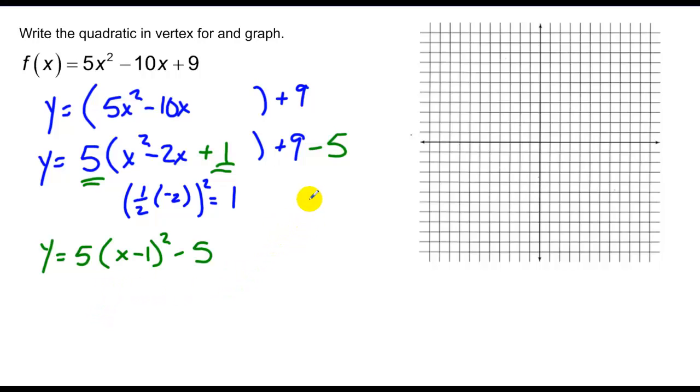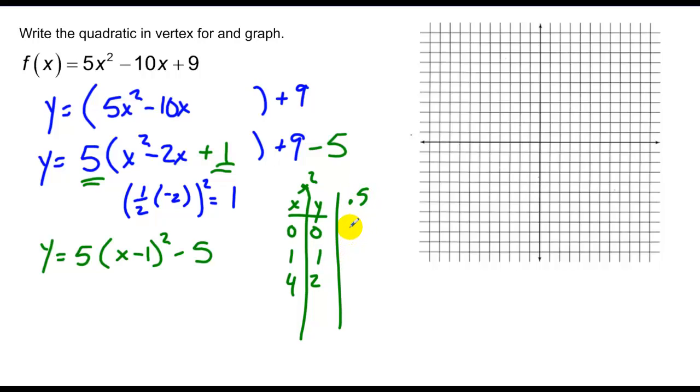I look at my parent function, which is x squared once again: 0, 0, 1, 1, 2, 4. Multiply all those values by 5 in the y column. That gives me a 0, a 5, and a 20. So I multiply that 4 by 5 and I get 20.